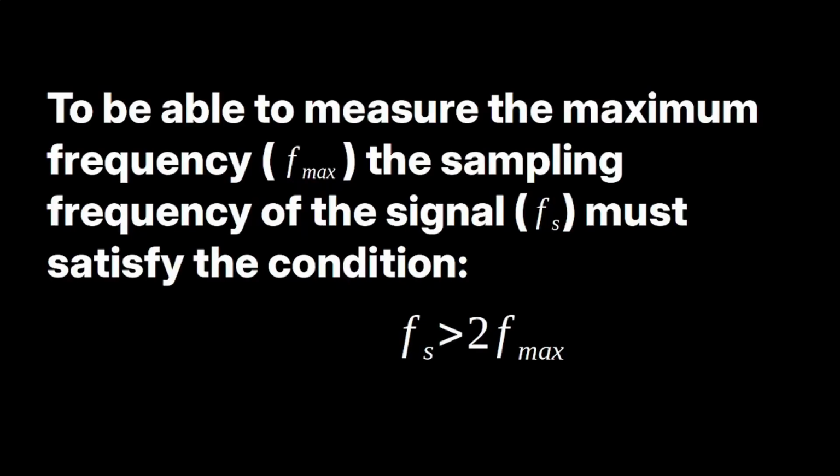And so that's where the Shannon-Nyquist Sampling Theorem comes into play. The Shannon-Nyquist Sampling Theorem is really simple and straightforward. It simply states something along the lines of, to be able to measure the maximum frequency in a signal or in a data set, the sampling frequency must be 2 times or more than 2 times that maximum frequency. So in other words, if your maximum frequency you expect is 10 hertz, or you expect something to happen 10 times per second, you need to sample at more than 20 times per second.